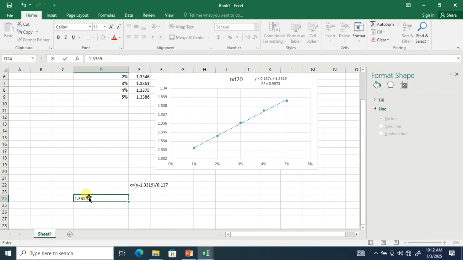So we will have a simple formula: equal to, bracket, this y value, minus 1.3319, divided by 0.137. Then you press enter and the value will come. This is the unknown concentration: 0.02, or you can multiply by 100, so it's actually 2.9%. That's the concentration. In this way, you can get the concentration of any unknown value from the standard plot.